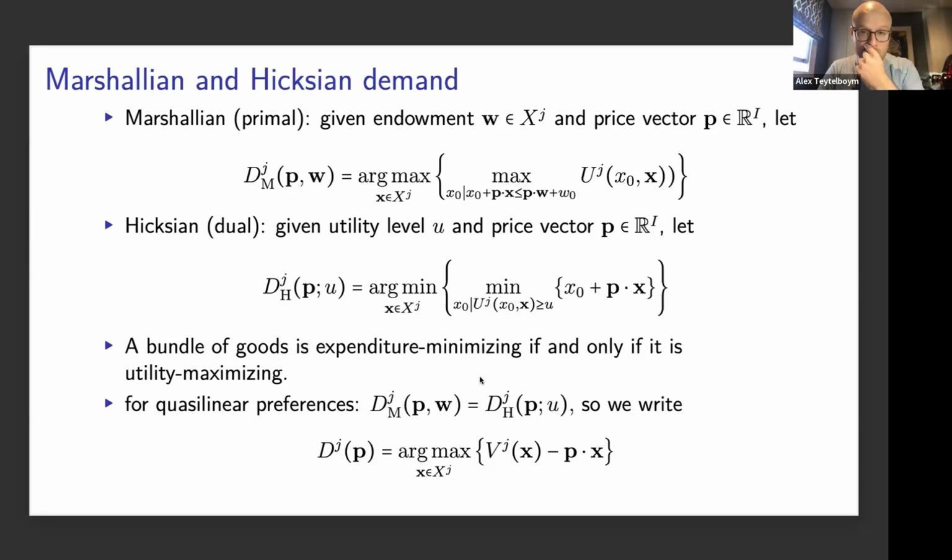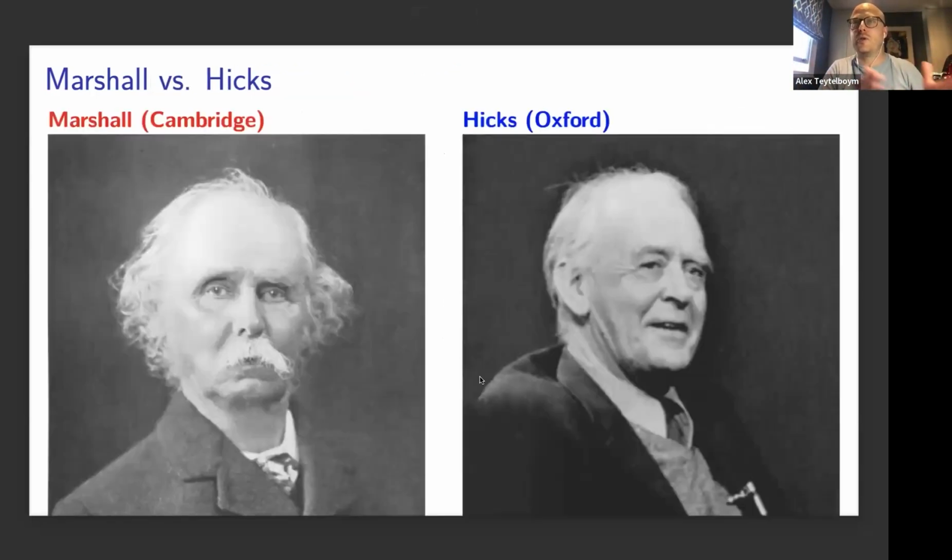And this duality is very important because it captures a duality between two universities in my country, which is Oxford and Cambridge. Marshall was a famous economist in early 20th century Cambridge, and he developed what we now call Marshallian demand, that primal objective. John Hicks was at Oxford, and he developed that dual approach, that expenditure minimizing approach.